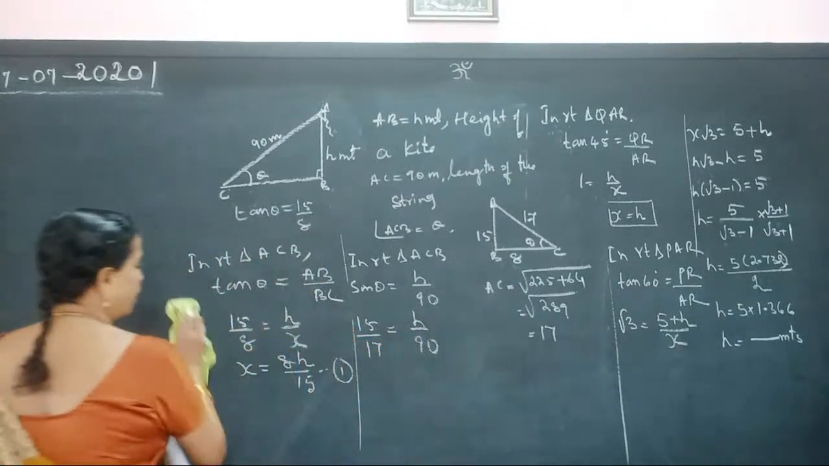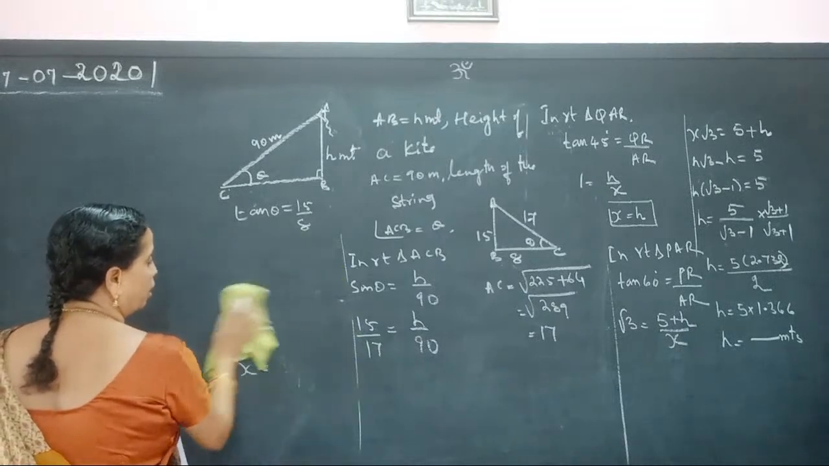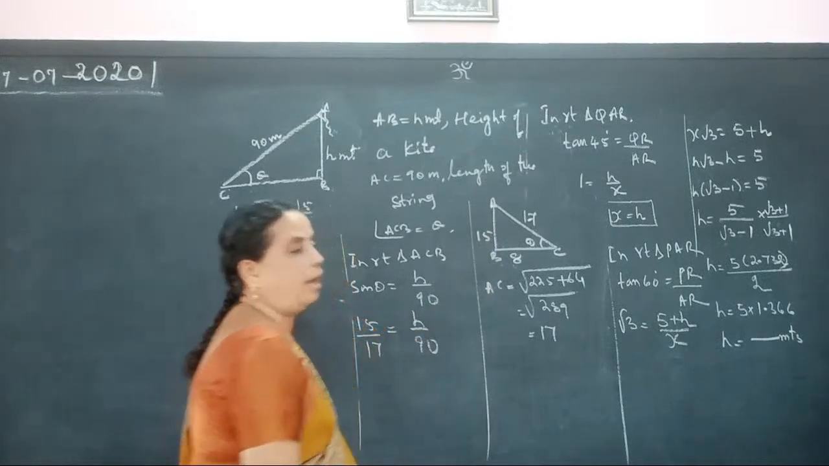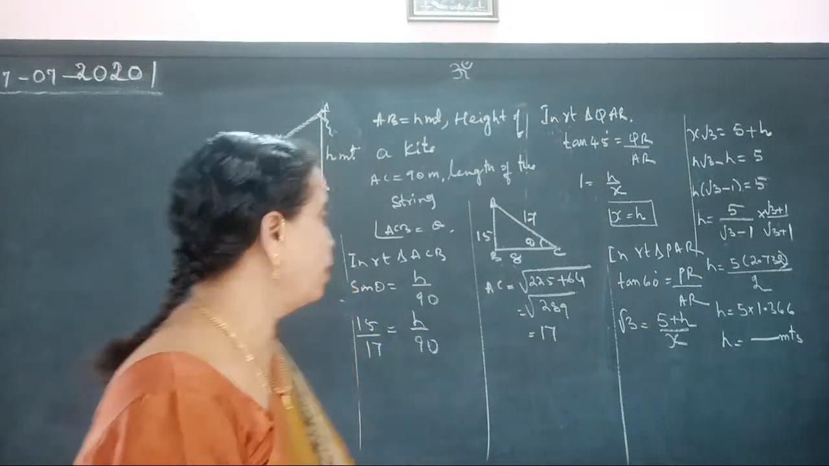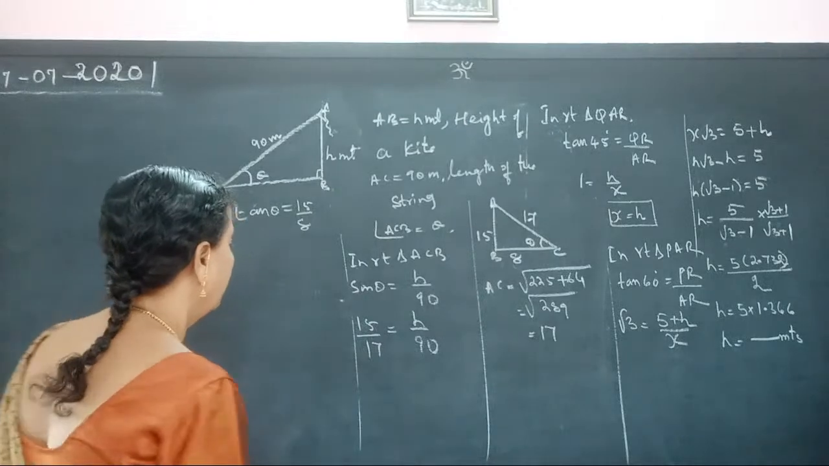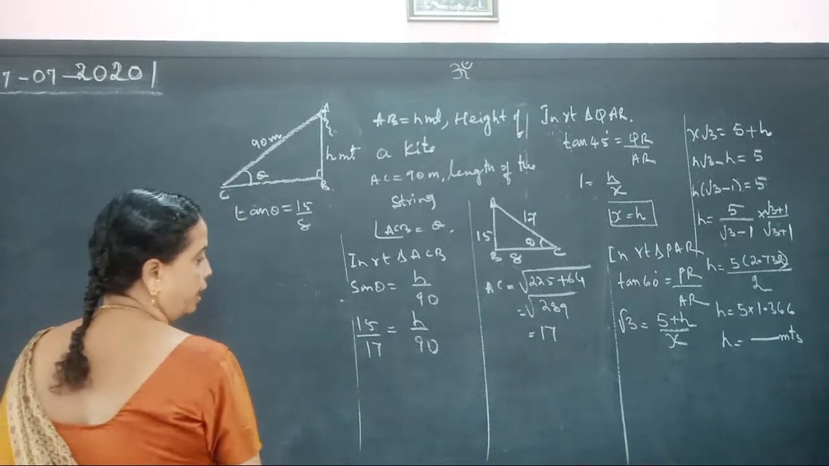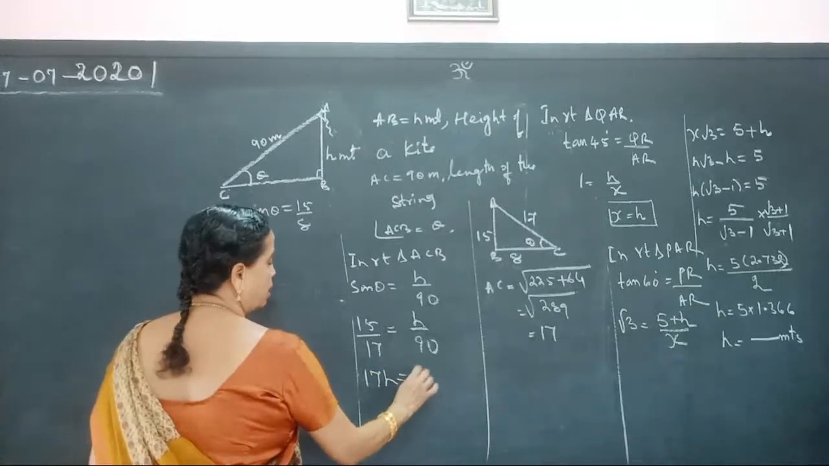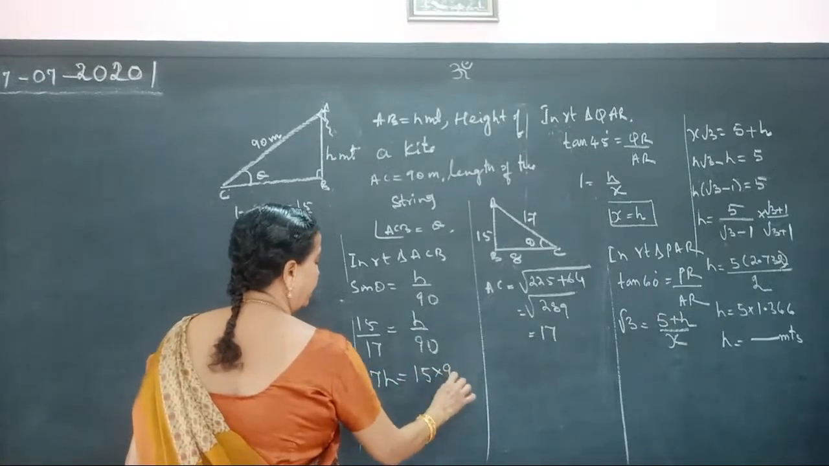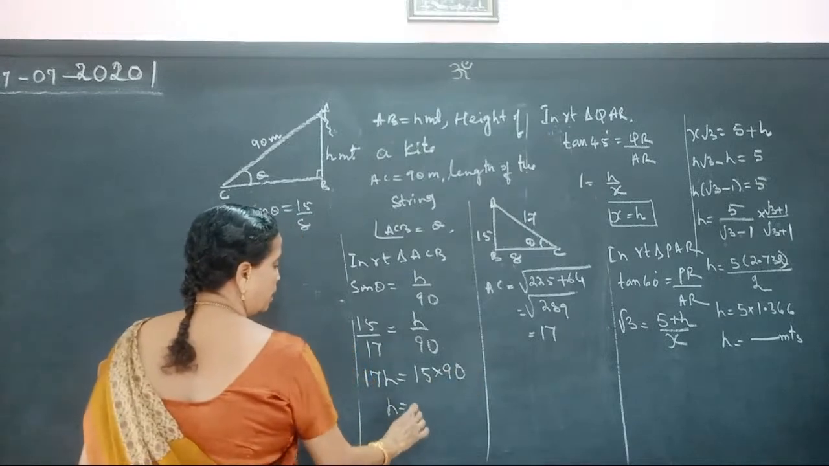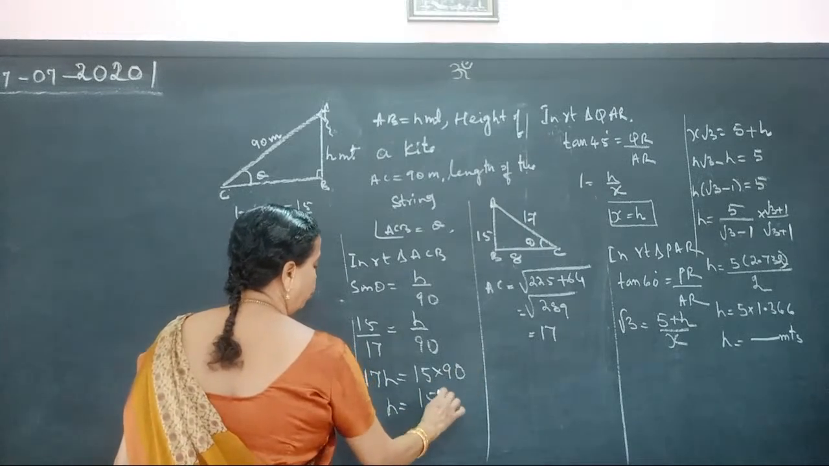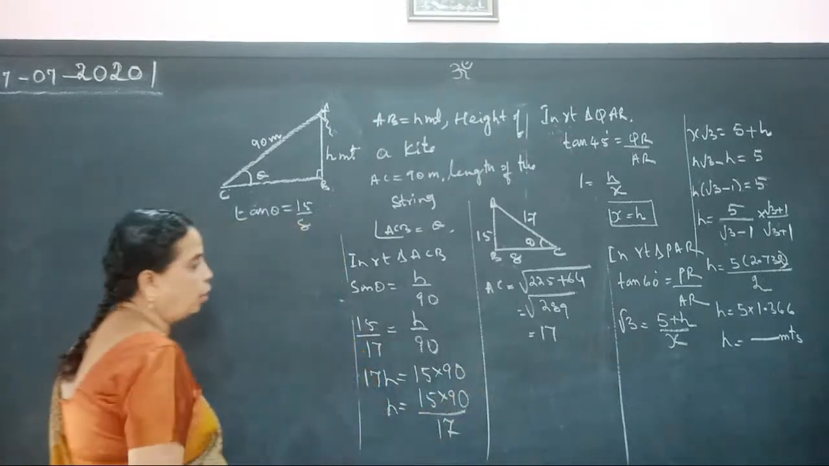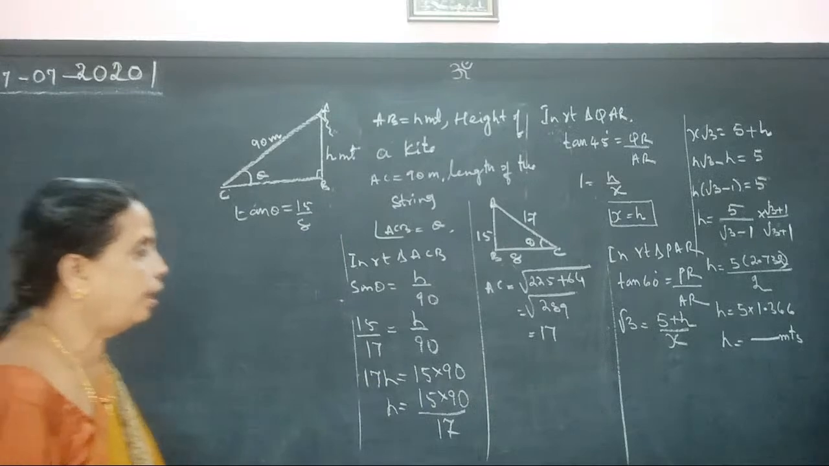Then this is not required, children. Please do the correction. Using tan theta and applying Pythagoras, we got the hypotenuse value. That value I substituted here. So what will you get? 17h equals 15 into 90. H equals 15 into 90 upon 17. This much is enough. I thought that we can use the tan theta directly.